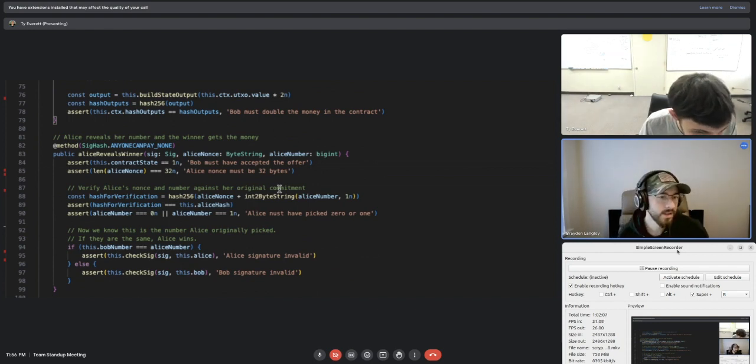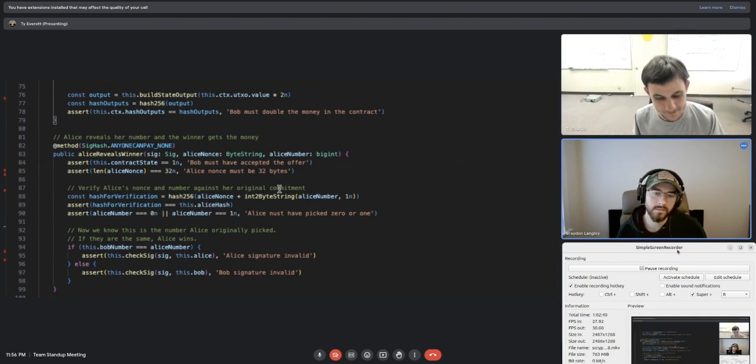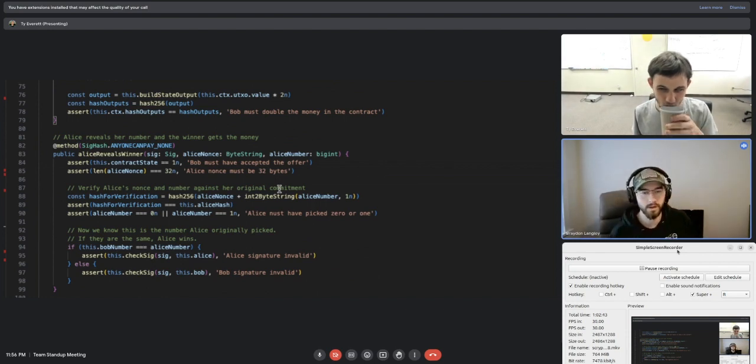So now we're going to go down to hash for verification, and this is where we'll see how Alice's nonce is used. We're going to hash the nonce that was provided, the random piece of data, with Alice's number, and check that that hash is equal to Alice's hash that was originally provided. What this does is it prevents Alice from being able to change her number because the hash would be different. And also, it makes it so Alice doesn't have to reveal her number to Bob, so he couldn't cheat.